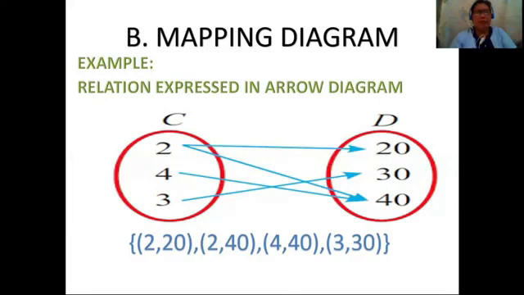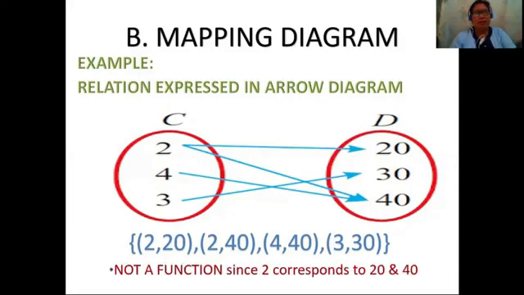Study the given ordered pairs. So how do you consider this relation? Is it a function or not a function? And the answer is not a function, because 2 corresponds to 20 and 40. We have 2 ordered pairs with the same abscissa.